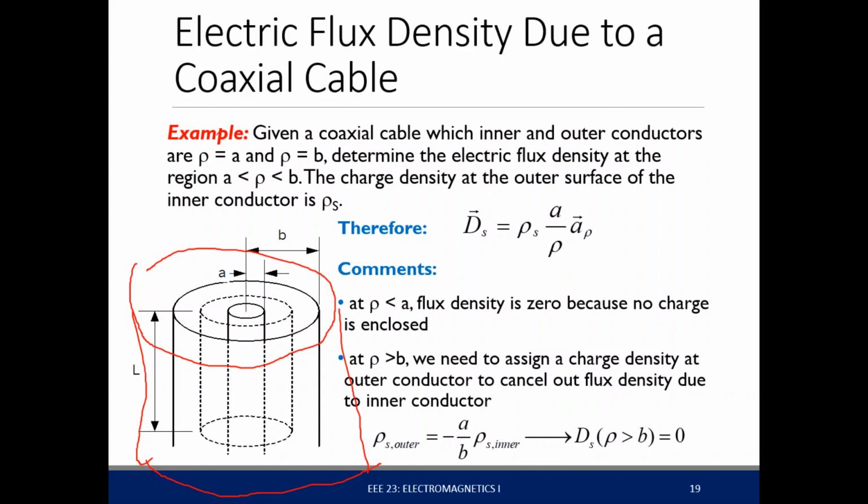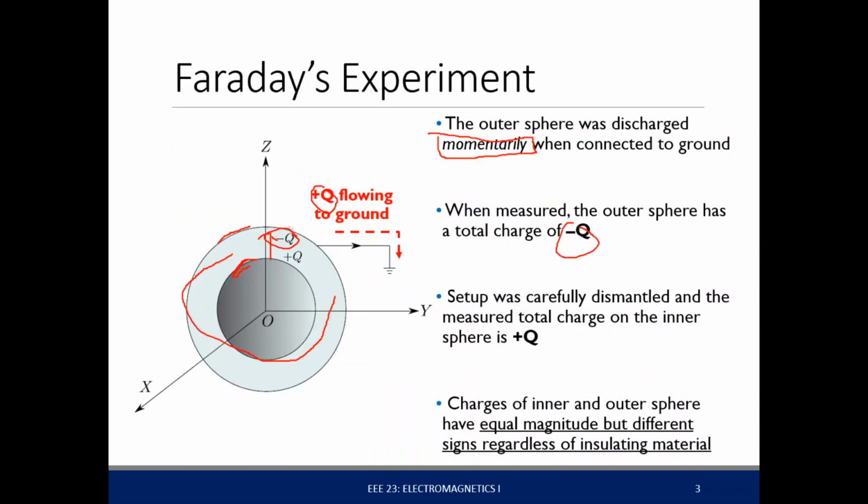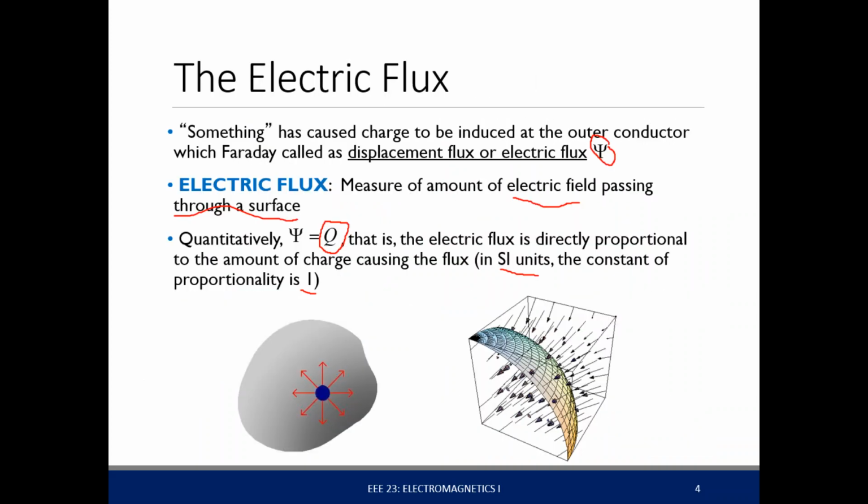With that, it must have a total charge that is equal in magnitude but opposite in sign to that of your inner conductor. Now, where did we see that? That's actually going far back. That's actually Faraday's experiment. Okay? Your inner conductor and your outer conductor must have the same magnitude of charge and different signs.